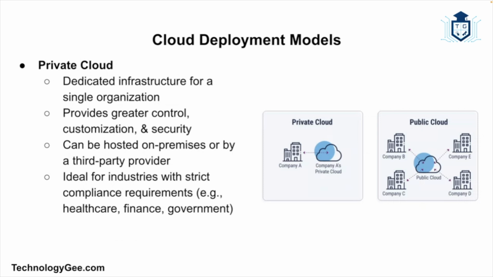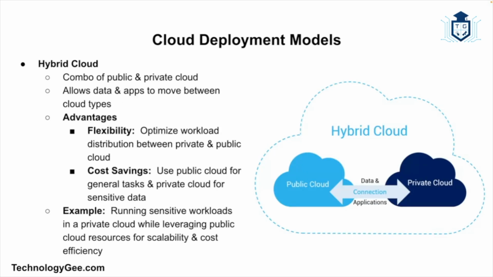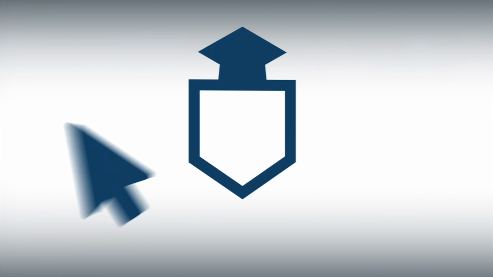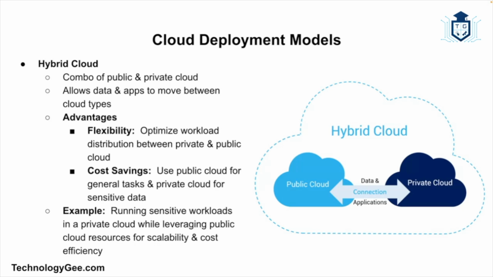Then there's the private cloud, and this is dedicated to a single organization, providing enhanced control and security. And it can be hosted on premises or by a third party provider. And it's ideal for industries with strict regulatory requirements, such as healthcare and finance. And then there's the hybrid cloud, and this combines public and private cloud environments, allowing data and applications to move between them. And it provides flexibility for workload distribution and cost optimization. An example use case would be where you would run sensitive workloads on a private cloud while leveraging public cloud resources for less critical tasks.